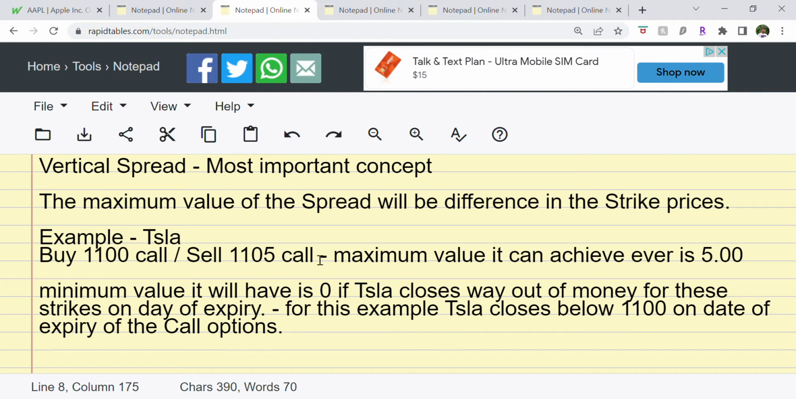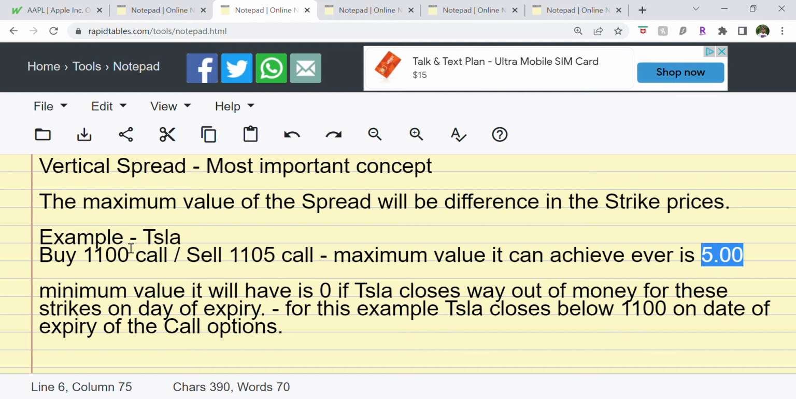If you are paying, then at the end, if Tesla rises, say up to 1130, this will achieve almost 4.5 or 4.75. Then you can sell your option for 4.75, that will be $475. Very clear. If Tesla rises above 1200, this call spread will reach 5.00, which means you can sell your options at $500. So this is the most important concept that you have to understand.